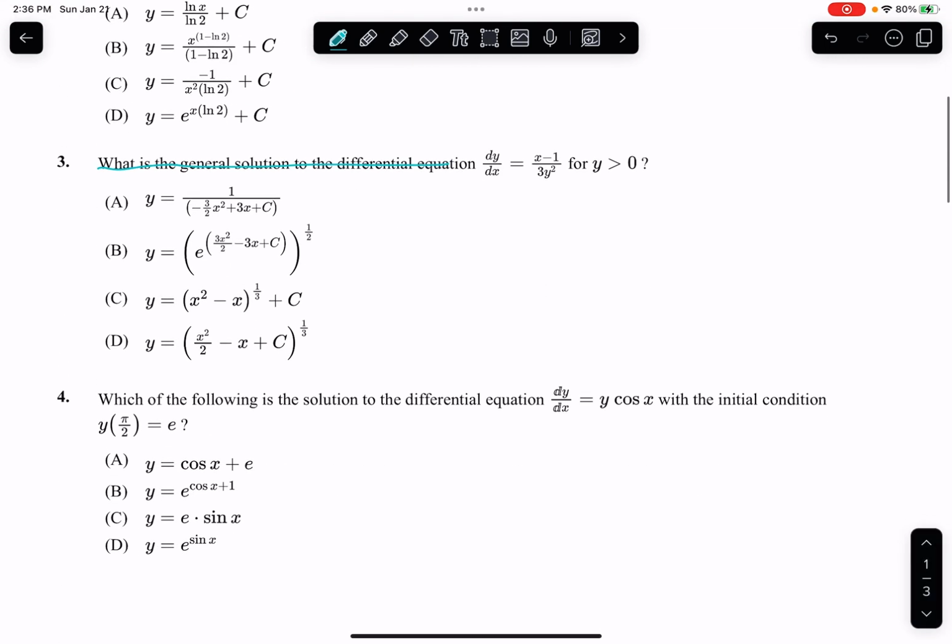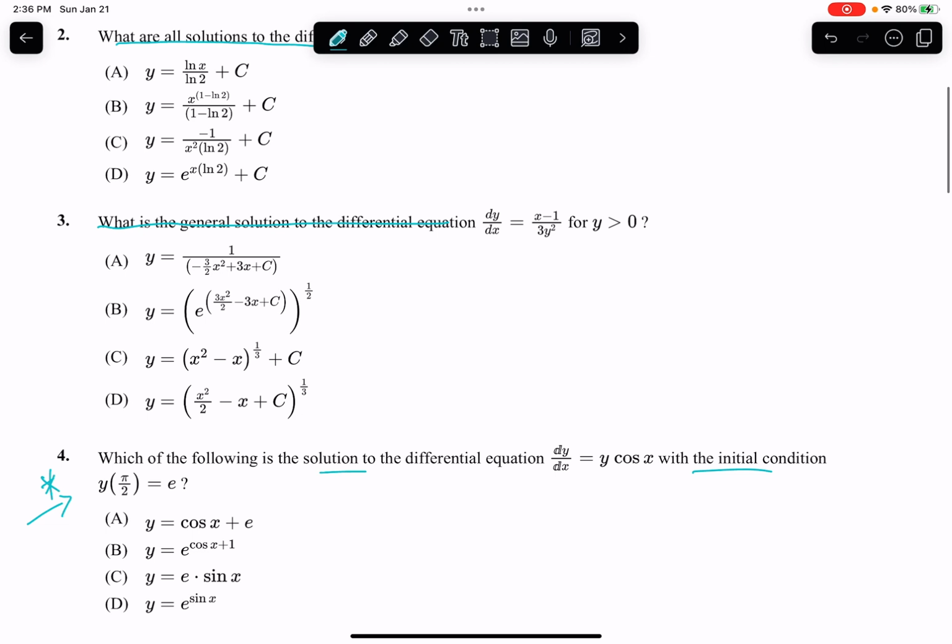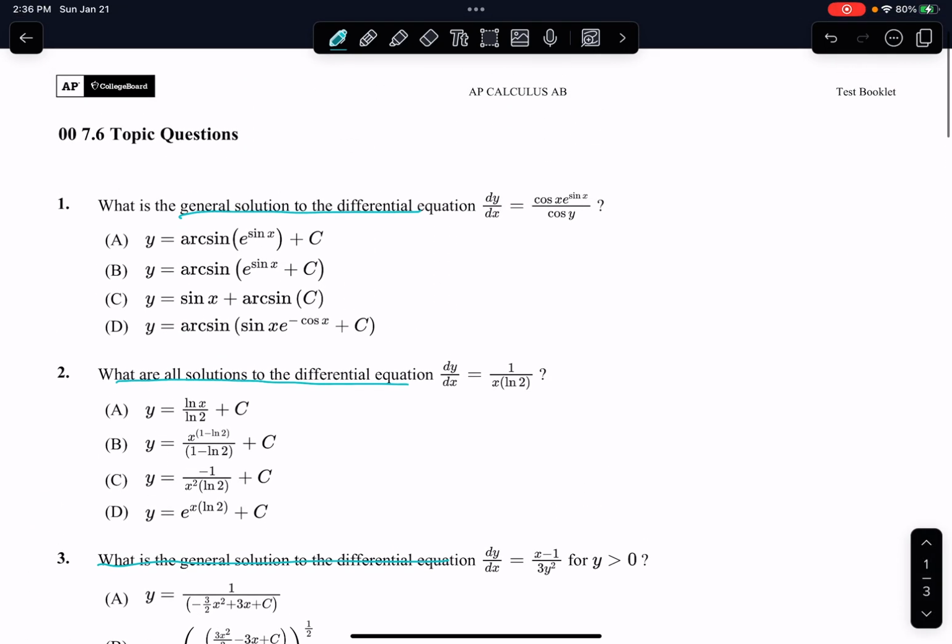And this one, which is the solution with the initial condition? Now, this is jumping ahead, as usual, AP Classroom does. That's tomorrow's lesson. But we will try it, because I'll show you that it's not hard, and then tomorrow will be more of a review, actually. Okay, so go ahead and try these.